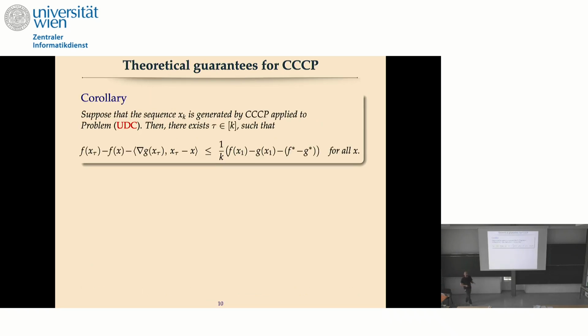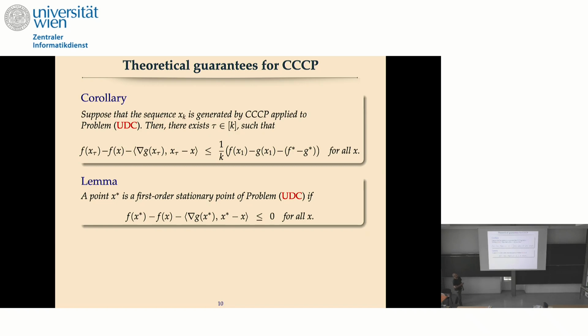And it immediately allows us to transfer the guarantees of Frank-Wolfe for DC programming to CCCP. So if the sequence x_k generated by CCCP gives us these guarantees, f(x_tau) minus f(x) minus this linearized term is bounded by a 1 over k convergence rate. And with this definition, it can be shown that this is a gap function. So this is non-negative for all x in the domain, and it's 0 if and only if this point is a first-order stationary point.